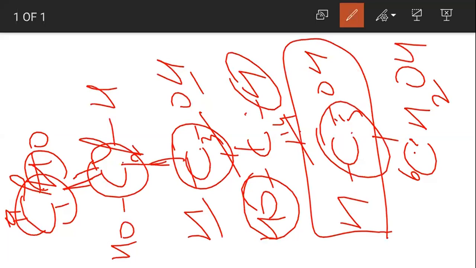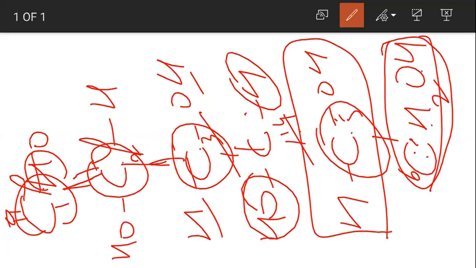Why? Because this CH2OH is considered as a functional group. The entire CH2OH we are taking as one functional group. So we are considering that entire CH2OH in terms of a functional group. That's why carbon 5 can be said to be a chiral carbon.